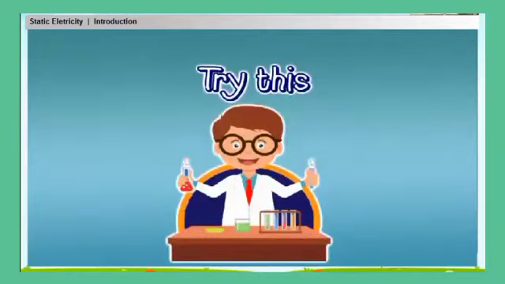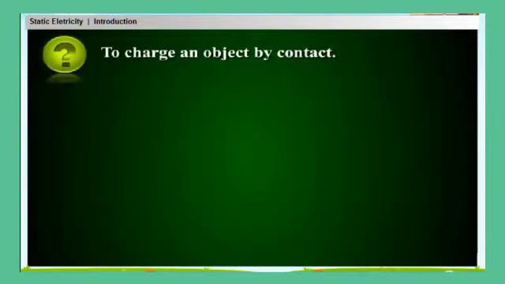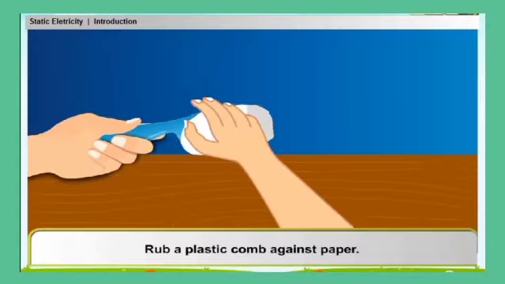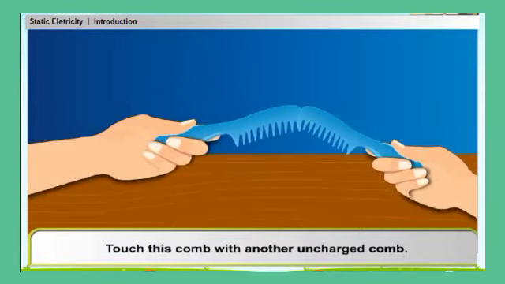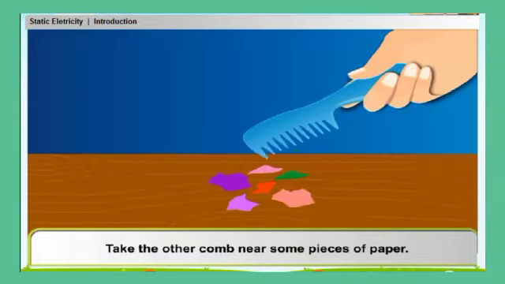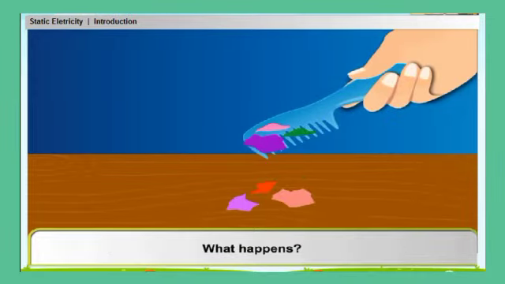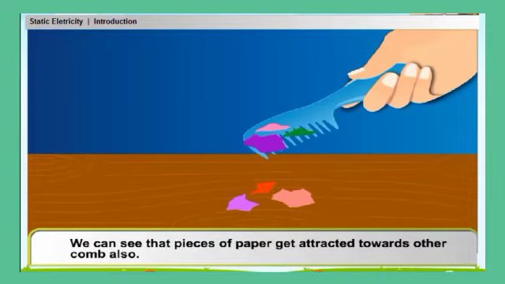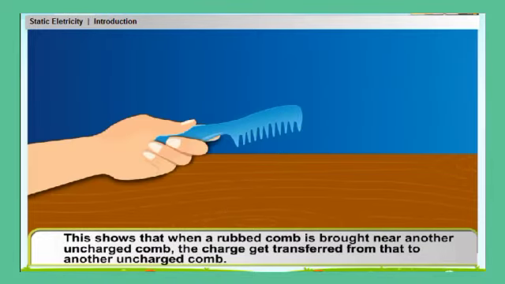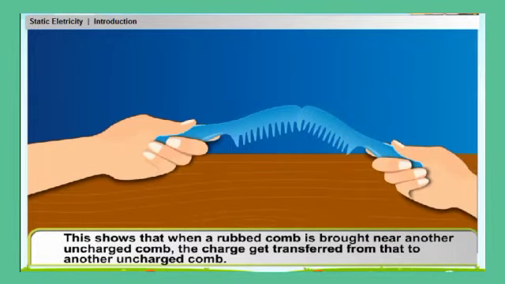Try this. 1. To charge an object by contact. Rub a plastic comb against paper. Touch this comb with another uncharged comb. Take the other comb near some pieces of paper. What happens? We can see that pieces of paper get attracted towards the other comb also. This shows that when a charged comb is brought near another uncharged comb, the charge gets transferred from that to the other uncharged comb.